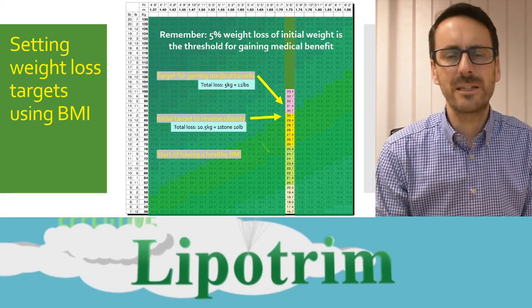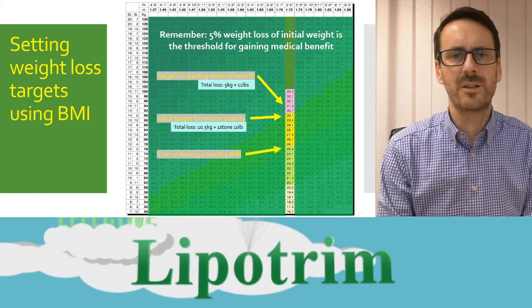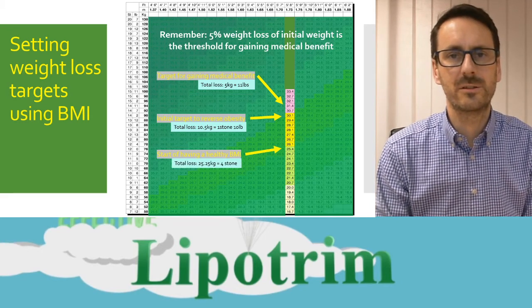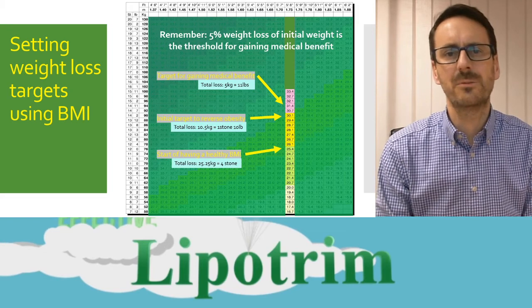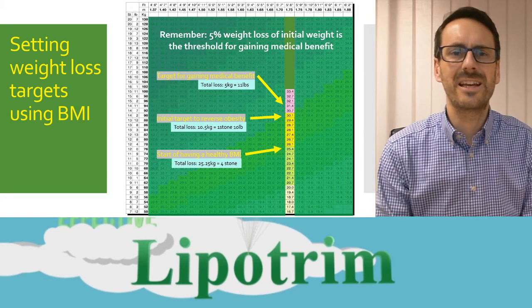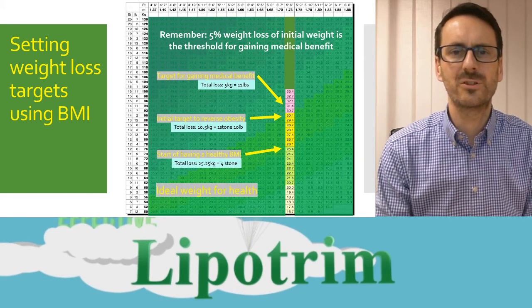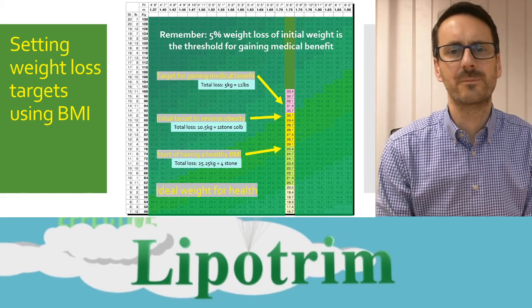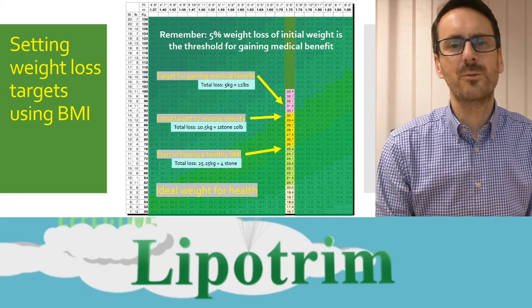Now, to have an even bigger effect on their health, a positive effect on their health, we would like every patient to get into the healthy category. So this starts at BMI 25. So to get to there, we need a total loss for this patient of just over 25 kilos or 4 stone.